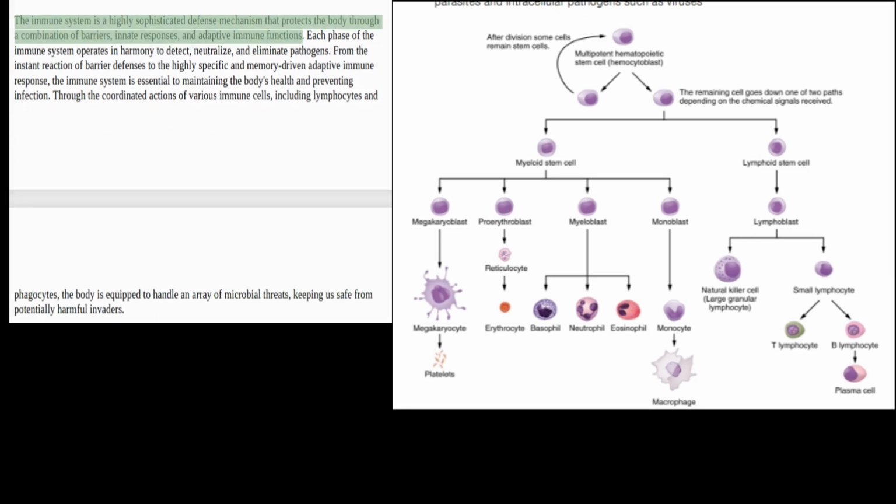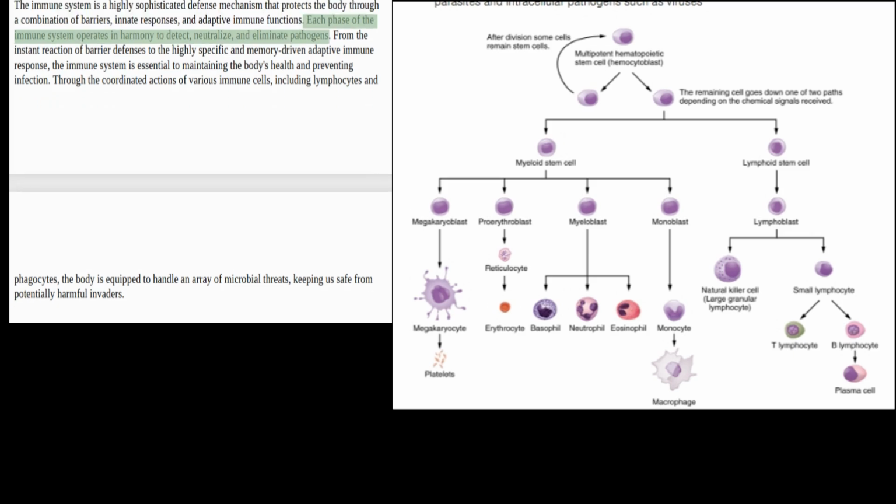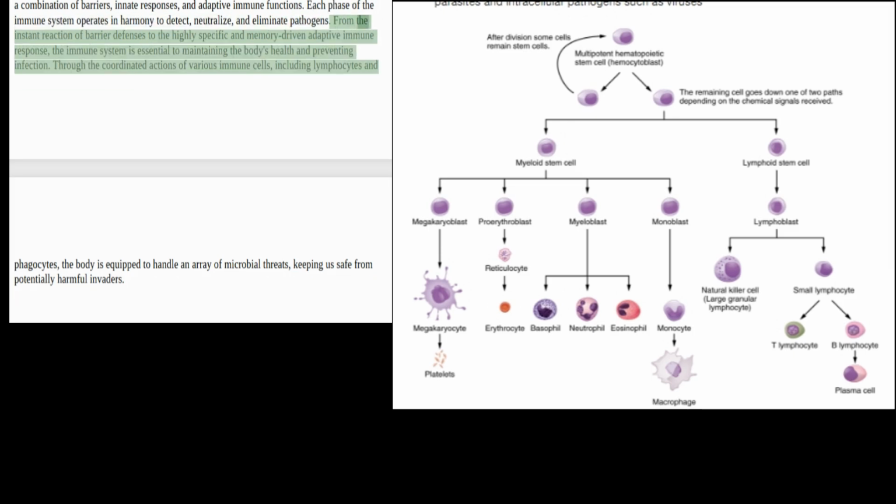Conclusion: the immune system is a highly sophisticated defense mechanism that protects the body through a combination of barriers, innate responses, and adaptive immune functions. Each phase of the immune system operates in harmony to detect, neutralize, and eliminate pathogens. From the instant reaction of barrier defenses to the highly specific and memory-driven adaptive immune response, the immune system is essential to maintaining the body's health and preventing infection.